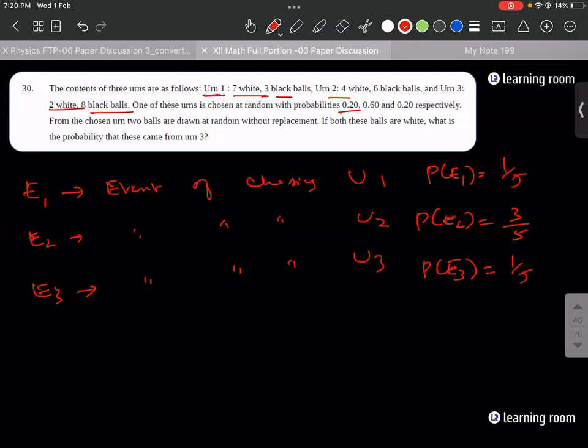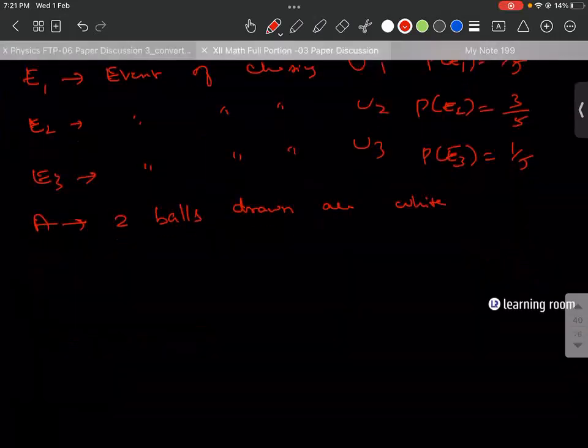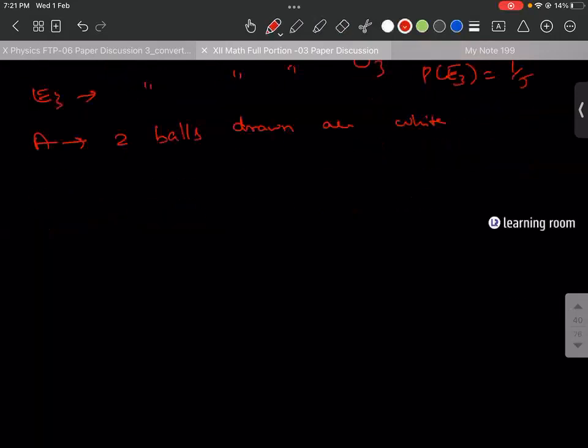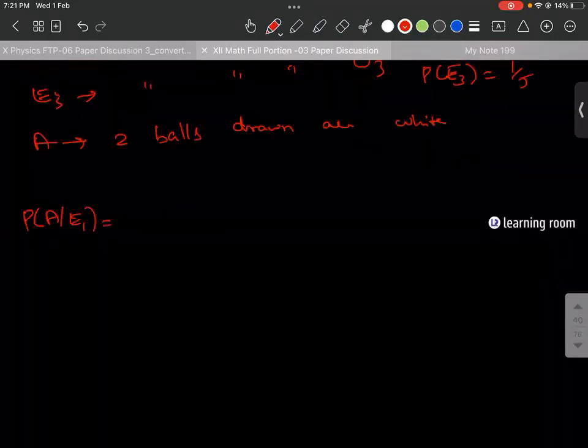Okay. So now what is happening from the urn? 2 balls are chosen. It is not like 1 ball. 2 balls are drawn at random without replacement. If these balls are white, what is the probability that these came from urn 3? Let A be the event: 2 balls drawn are white. Okay. So what is the probability of A given E1?